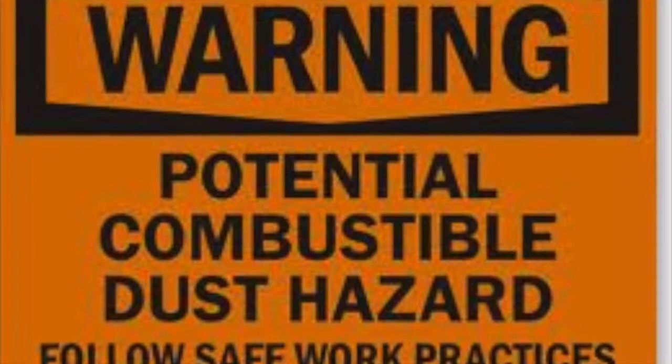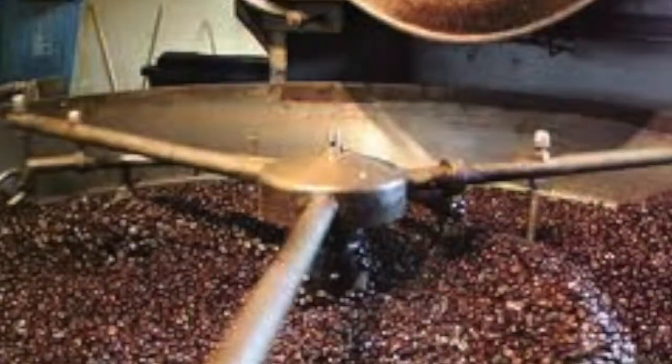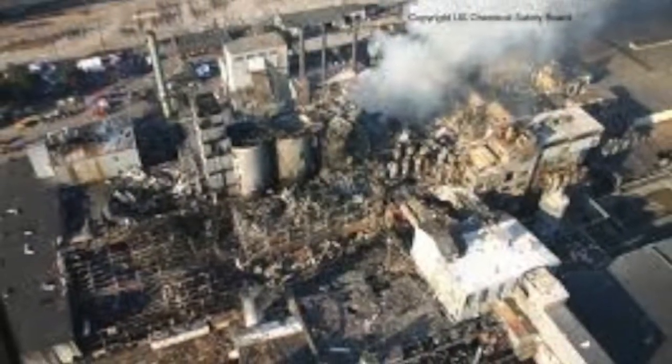Many factories actually have those little warning stickers on their machines saying, "Attention, combustible dust hazard." This is because the friction from the machines, plus the dust from whatever food is being produced, for example, rice, grains, or coffee beans, can cause explosions within the factory.